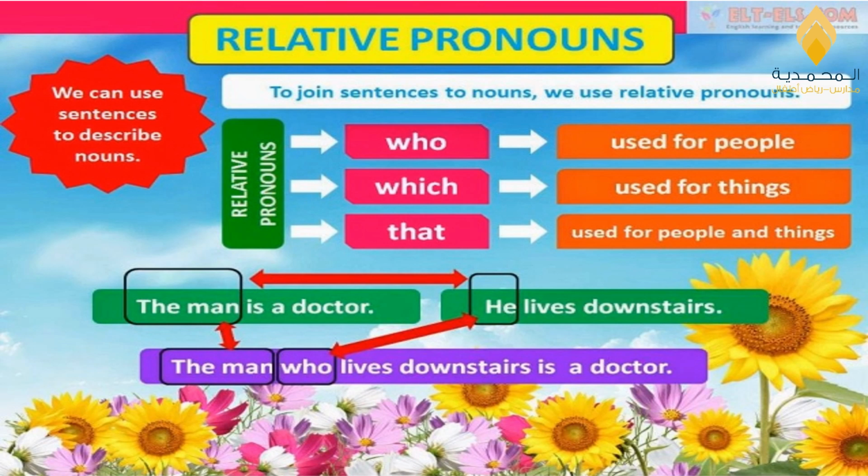Look at the example. The man is a doctor. He lives downstairs. Here we have two sentences. In order to join them together, we can use the relative pronoun who. The man who lives downstairs is a doctor. Who here is related to the man. We can use sentences to describe nouns.